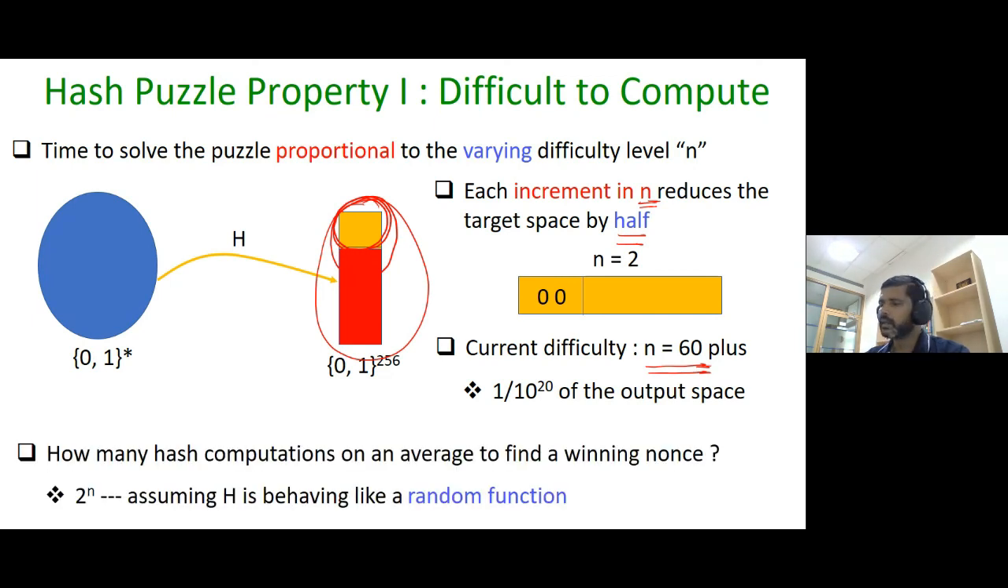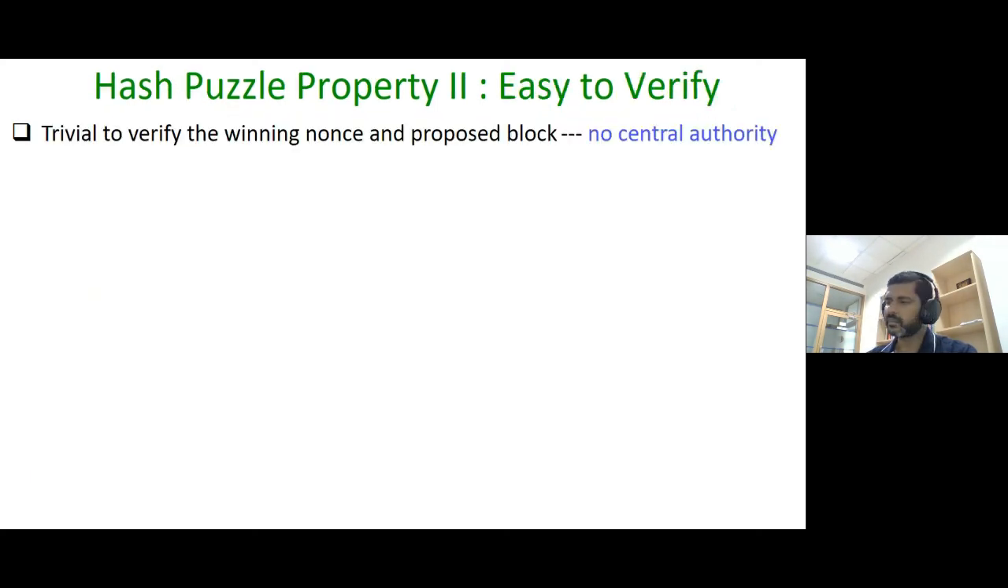Okay, so if I assume that hash functions behave like a random function, that means the outcome of each hash computation is giving me a random value. And if the output of the hash function is L bit strings, and if my difficulty level is n, then on average I have to try 2 to the power n nonce values in order to solve the puzzle. But computing 2 to the power n hash values takes an enormous amount of resources. So I should have that much resources available with me in order to get selected to propose the next block.